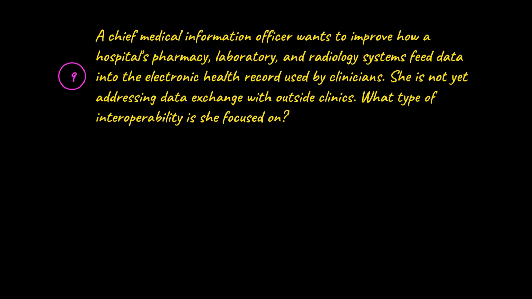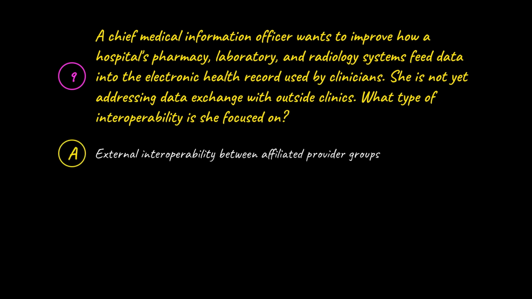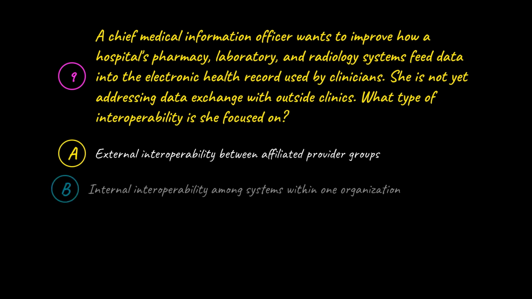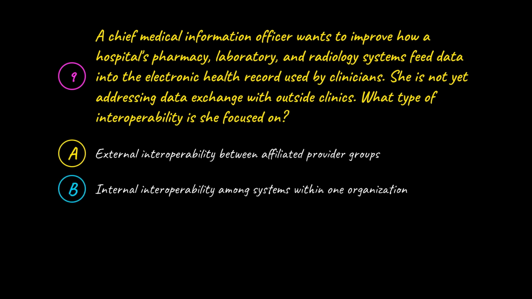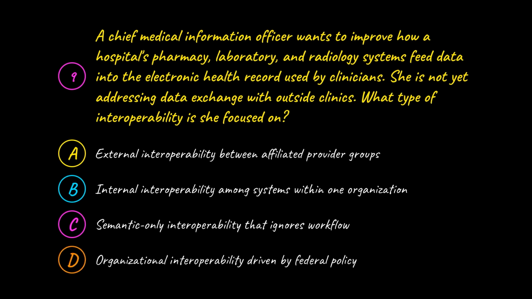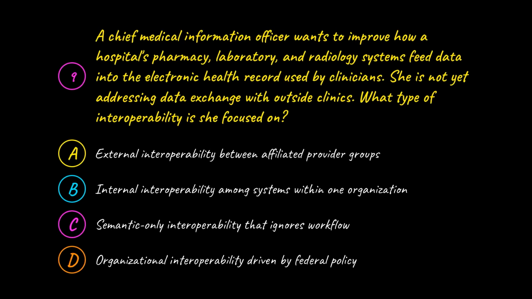Your options are A. External interoperability between affiliated provider groups. B. Internal interoperability among systems within one organization. C. Semantic-only interoperability that ignores workflow. D. Organizational interoperability driven by federal policy. Which one is it? Pause the video if you need more time.